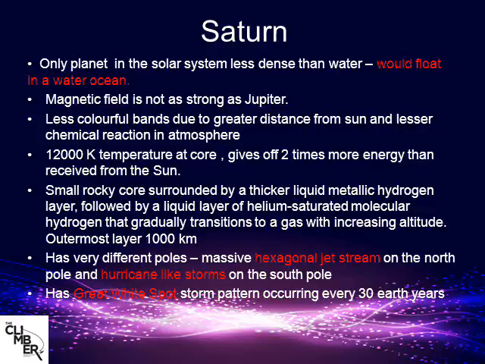Concerning its structure, it is made up of a small rocky core surrounded by a thicker layer of liquid metallic hydrogen, which is followed by a liquid layer of helium-saturated molecular hydrogen. The outermost layer consists of 1,000 kilometers of hydrogen gas. It also has very different poles, with the North Pole having a massive hexagonal storm and hurricane-like storms near its South Pole.